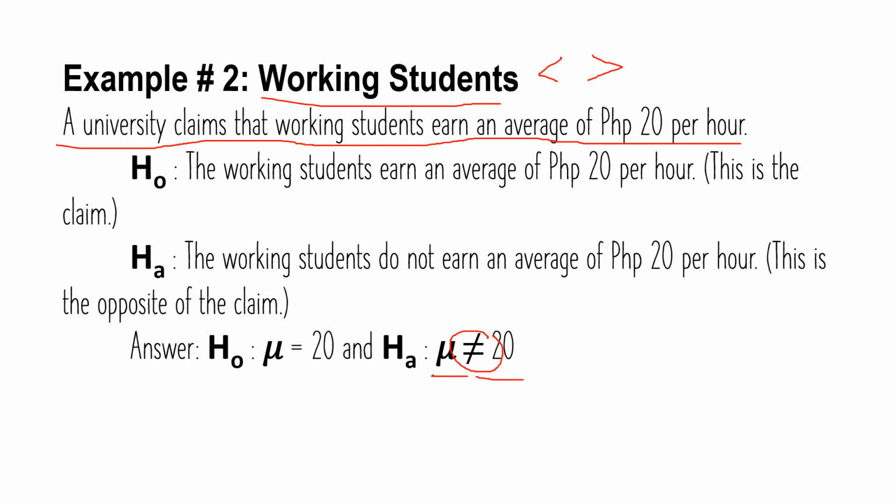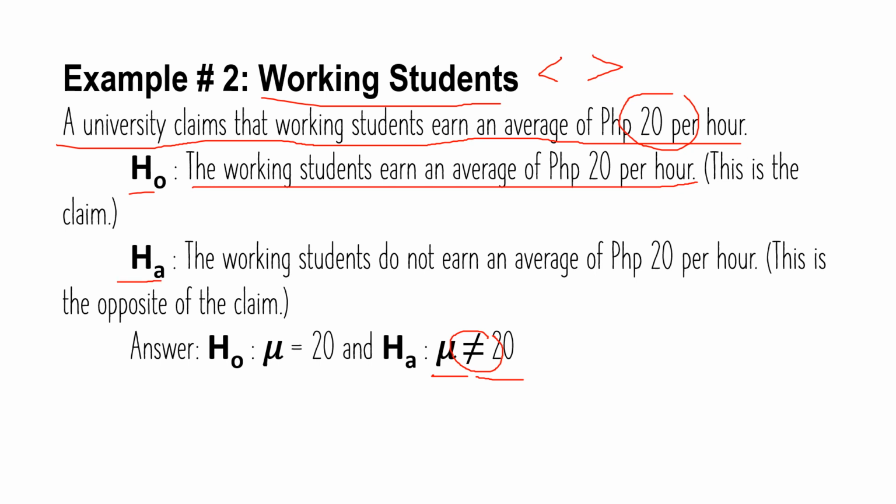Now let's deal first with your statement. The working students earn an average of 20 pesos per hour. So we just claim that, because your null shows equality between your average and the given value of 20 pesos. So the claim is that the average is 20 pesos per hour.